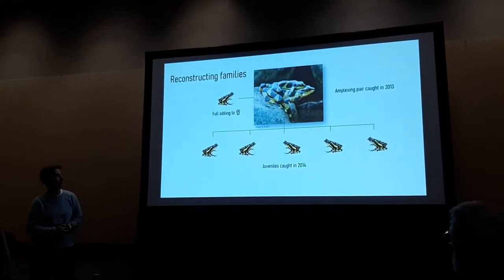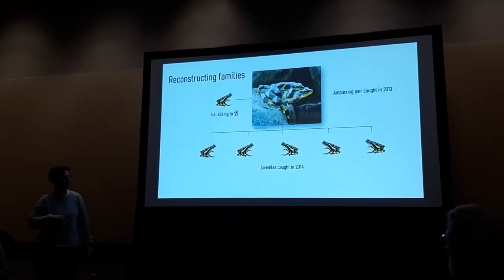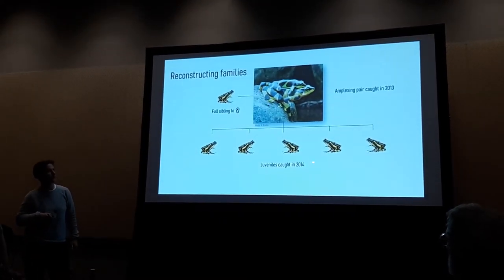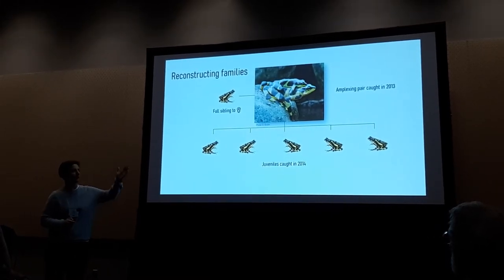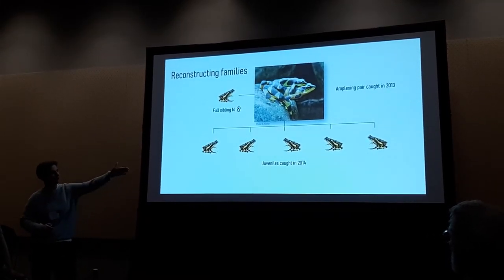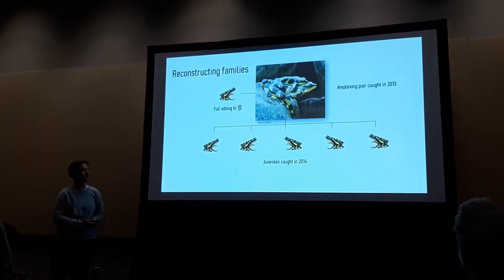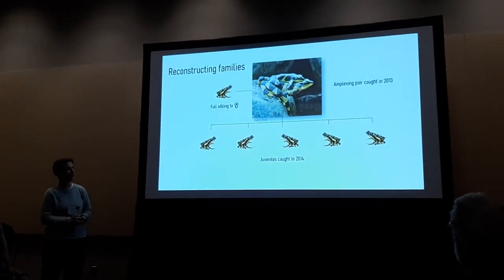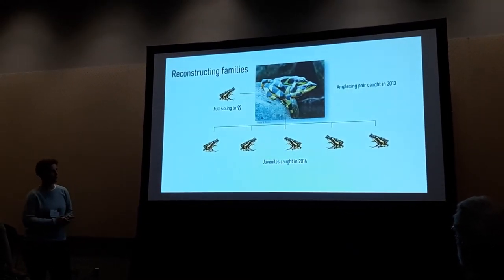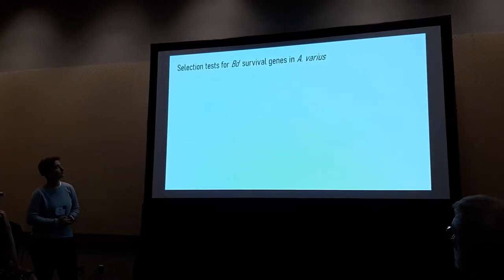As a little fun aside, in that Tigrero population, we can actually reconstruct some whole family trees. We were able to identify the sample pair in 2013 and some of the babies they produced in 2014, which is fun and cool, but also necessary for our selection study down the road. So we had to trim out some of these highly related individuals before going into that.